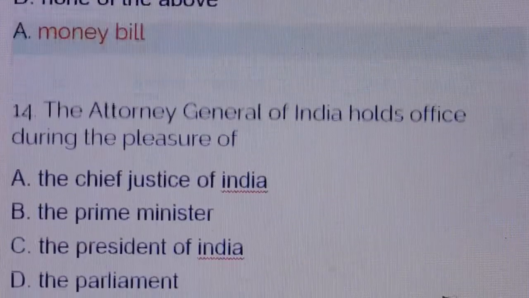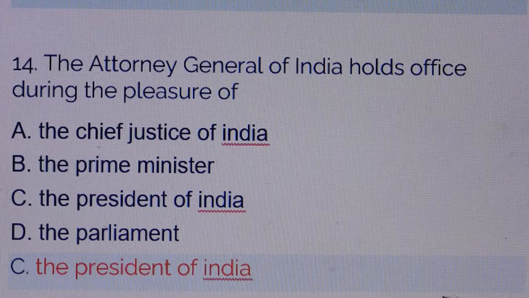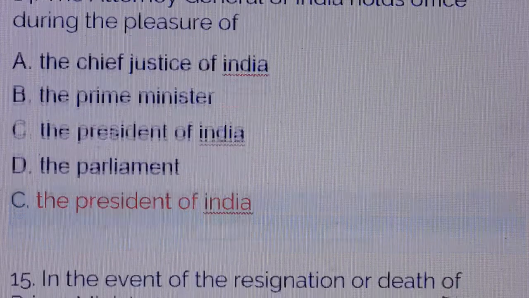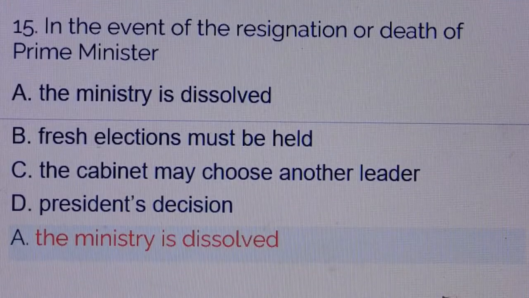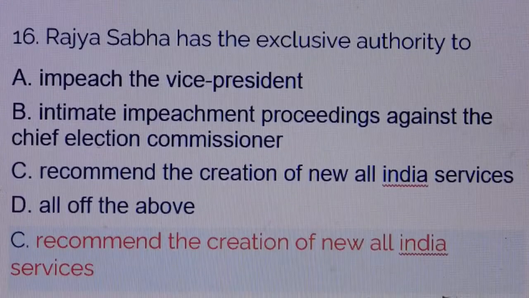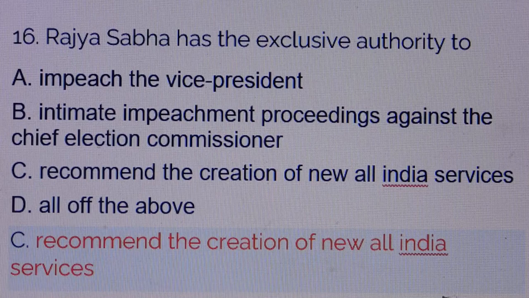Money bill. Question number 14. The Attorney General of India holds office during the pleasure of. Answer is option number C. The President of India. Question number 15. In the event of the resignation or death of Prime Minister. Answer is option number A. The ministry is dissolved. Question number 16. Rajya Sabha has the exclusive authority to. Answer is option number C. Recommend the creation of new All India services.